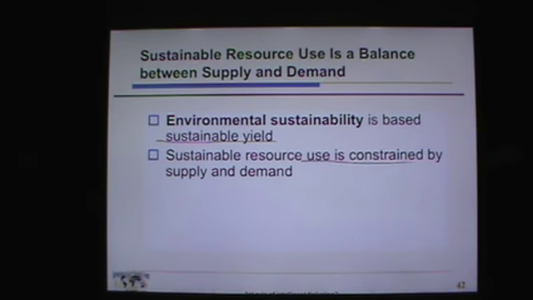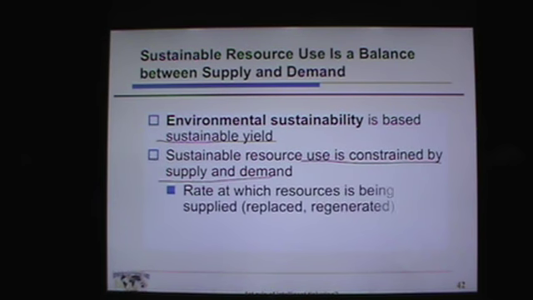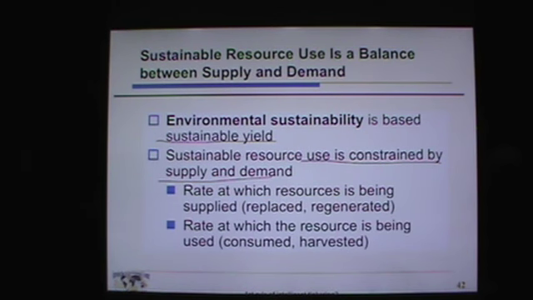Sustainable resource use is constrained by supply and demand. The rate at which resources are being supplied versus the rate at which they're being consumed or harvested. That, in a nutshell, is sustainable yield. You have to balance those two to make sure that you are not consuming things faster than they can be replaced, regenerated.